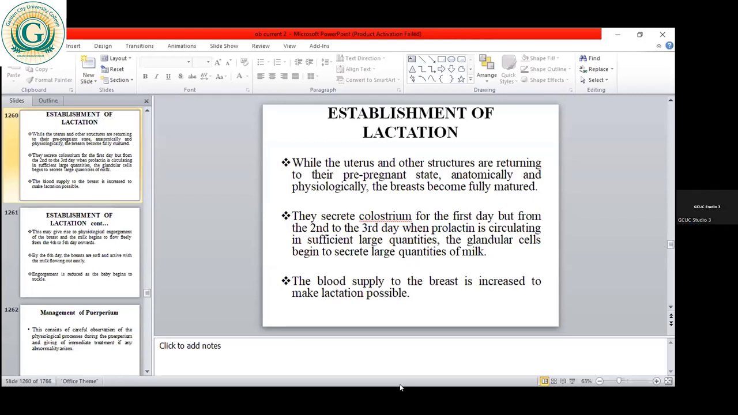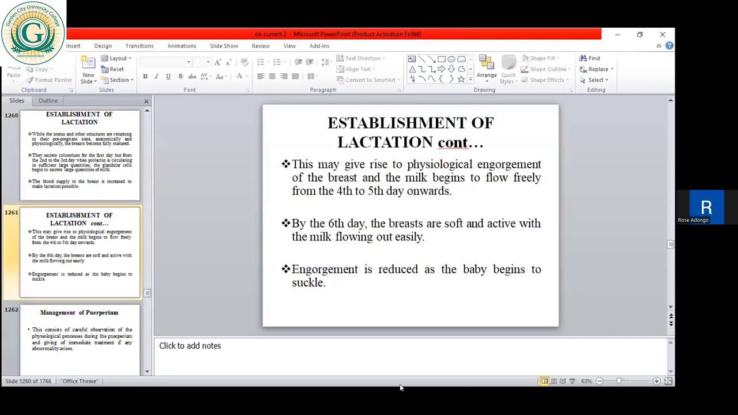The blood supply to the breast also increases. When a woman has delivered, especially a fair woman, when you look at the breast, you see blood vessels running through it. Blood has to send nutrients and fluid to the alveolar cells of the breast so that they can manufacture milk for the baby. So this may give rise to engorgement. The mother's breast will become very, very heavy, and sometimes a little painful. And the milk starts flowing after 4 days.